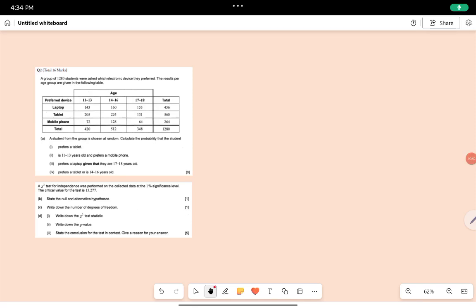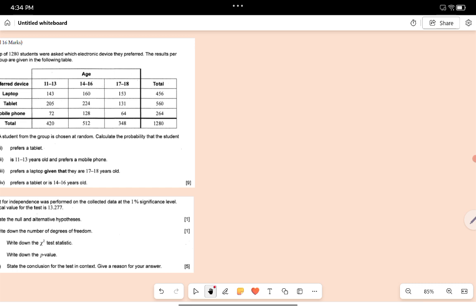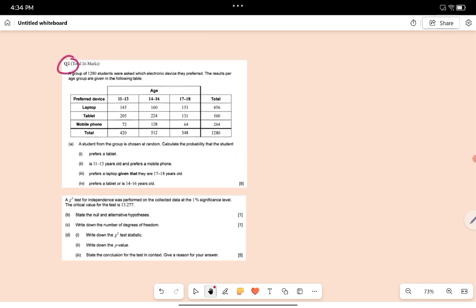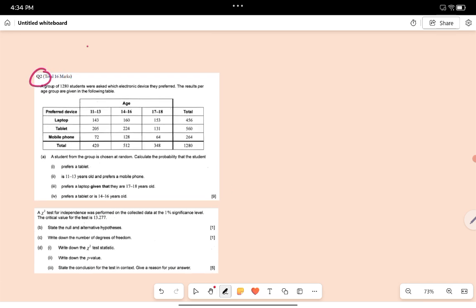Hi everyone. Okay, so this is question 2 of the revision questions that we had given you. We have 11 questions in total of that set, and this is the second question. We've done this one in class as well, right? On that Friday where we were doing chi-squared. So this is a chi-squared test for independence.